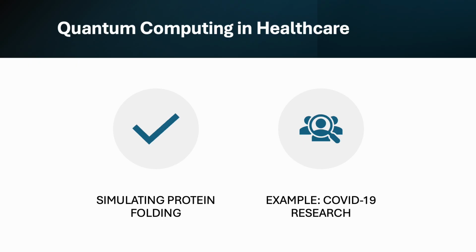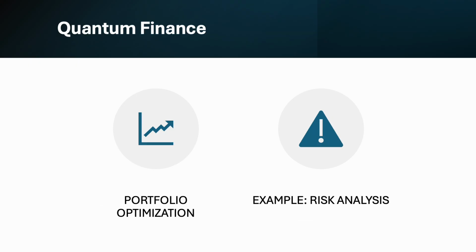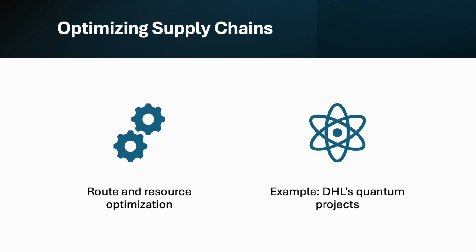In healthcare, simulation of protein folding and COVID-19 research was the first time quantum computing came to help the researchers and scientists. Portfolio optimization, as mentioned about JP Morgan Chase, and risk analysis are areas where quantum computing can be extremely helpful. Optimizing supply chains, route and resource optimization, as we just mentioned with the Lisbon, Portugal example, is applied equally in DHL's quantum projects. DHL is like FedEx for us in the United States.